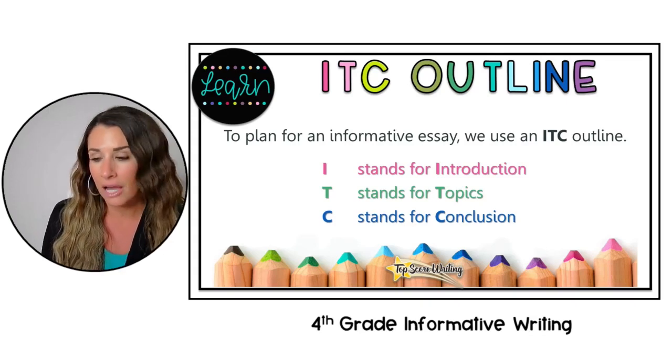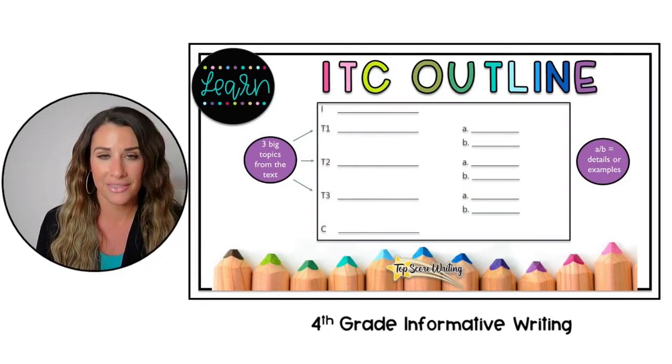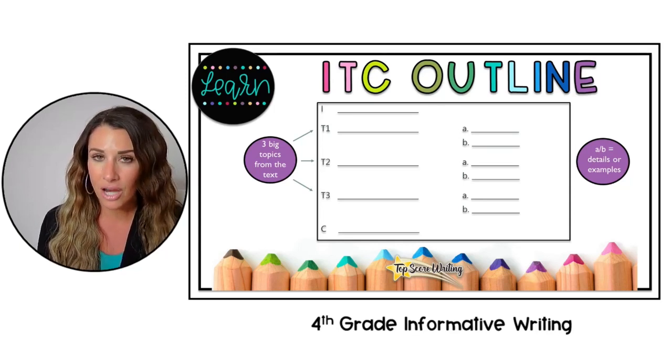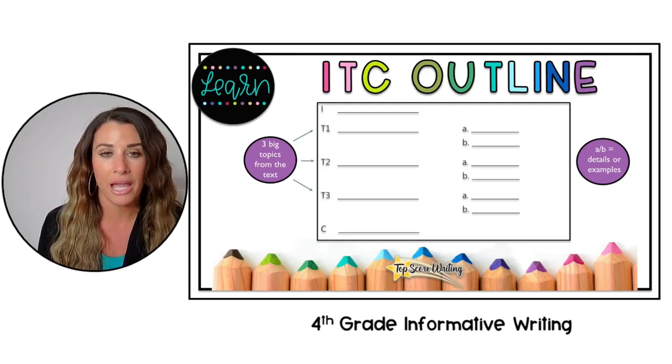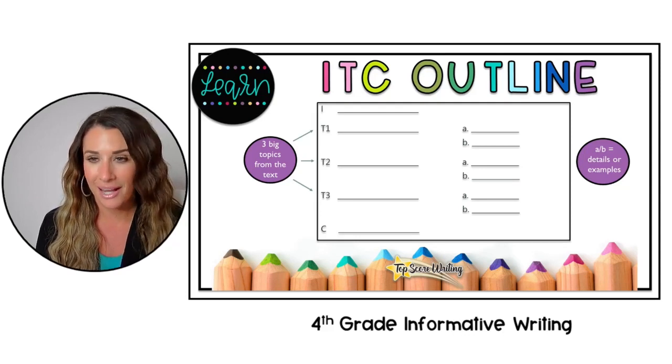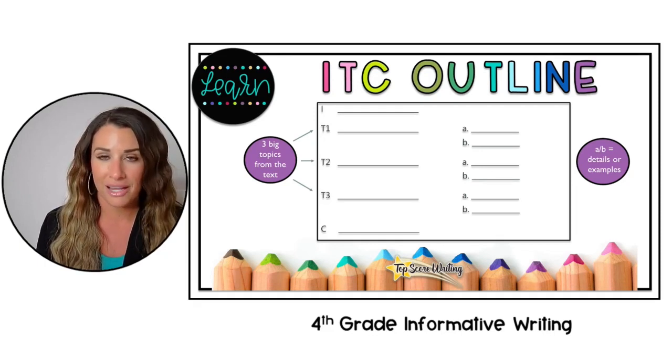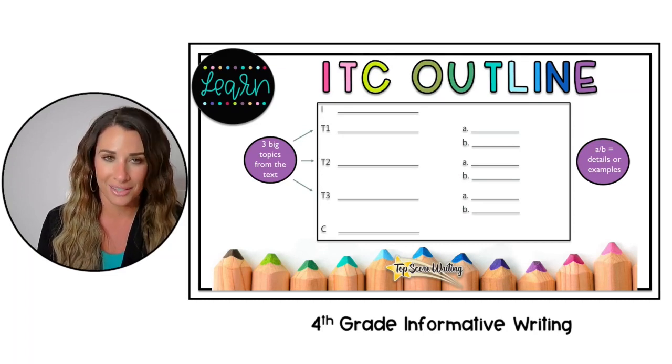Now, we use the ITC outline. I'm going to show you an example. It looks like this. Again, the I stands for introduction, T1 stands for topic 1, T2 stands for topic 2, T3 stands for topic 3, and C stands for conclusion. You will also notice next to each topic, my T1, my T2, and my T3, I have an A and a B. There's an A and a B next to T1, an A and a B next to T2, and an A and a B next to T3. These are my subtopics. Your A's and B's are your details or examples. You do not have A's and B's next to your I and your C. You only have your subtopics next to your T1, T2, and T3.